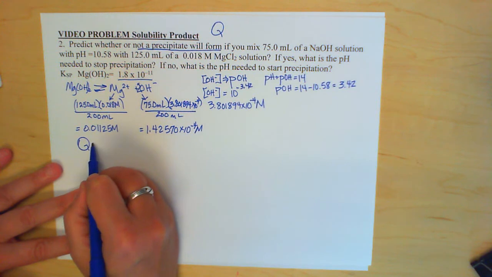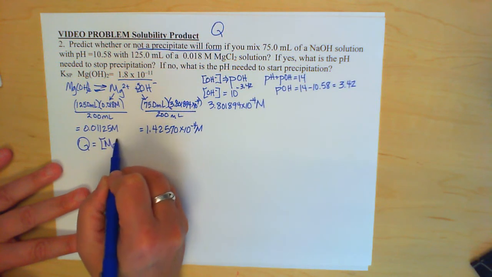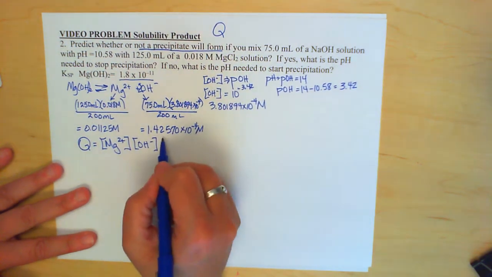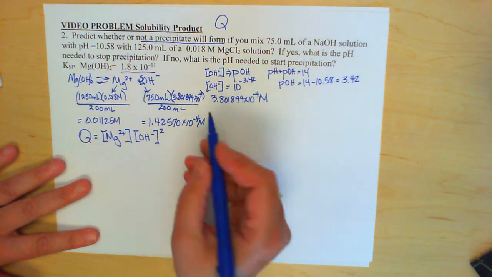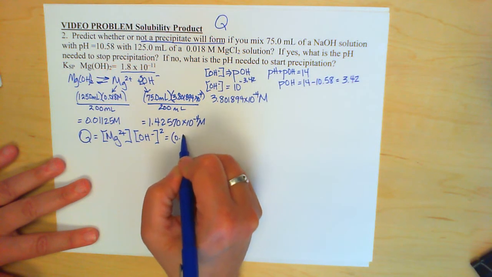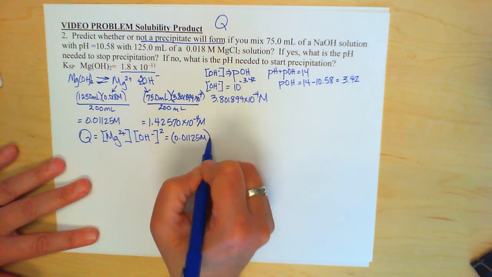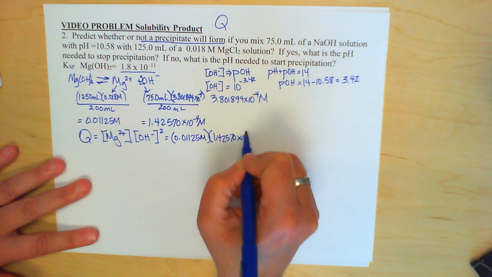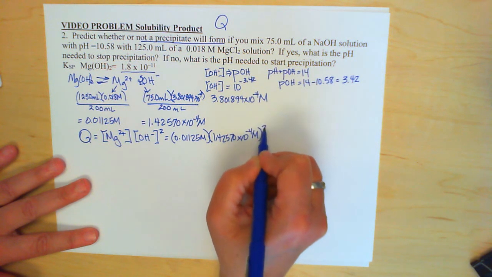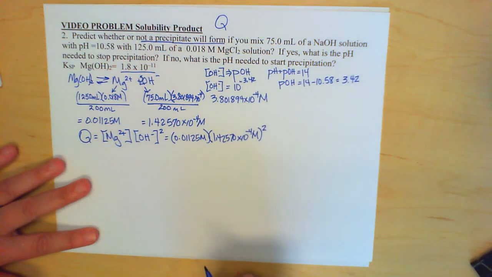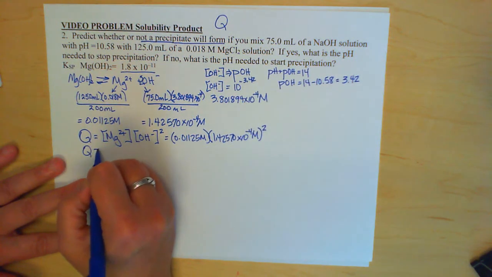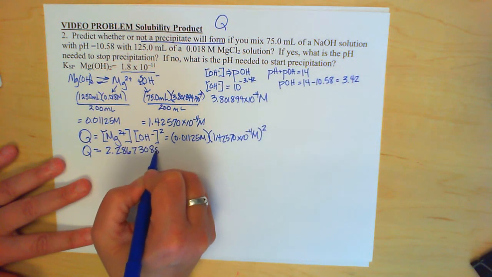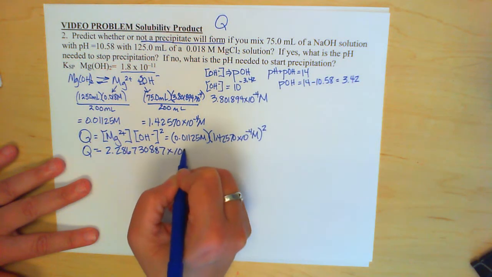So I have a Q problem. Q is going to be equal to magnesium 2 plus times OH minus squared. Okay, so we're going to plug these values in. So 0.01125 molar times 1.4257 times 10 to the minus 4th molar, except this one is going to be squared. So when we do this, Q comes out equal to 2.286730887 times 10 to the minus 10th.